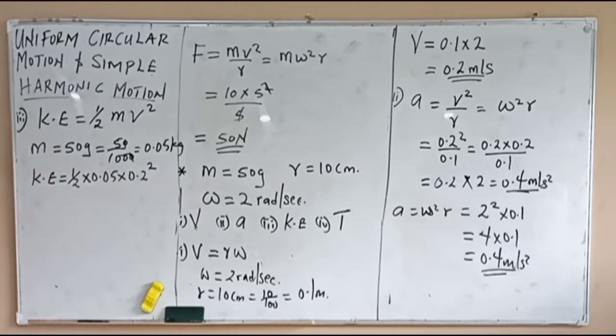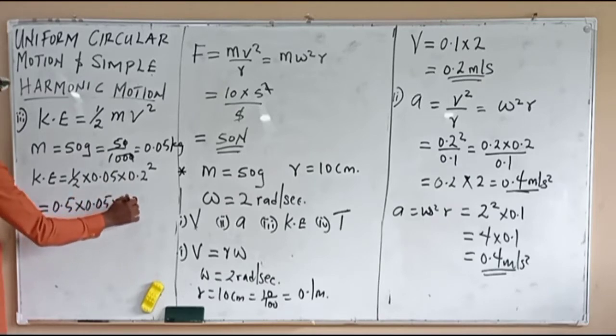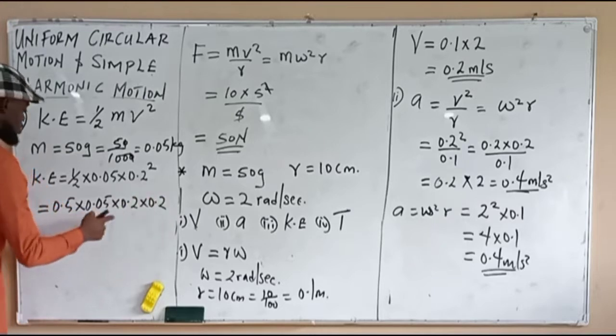0.2 squared. So I'm going to convert it to decimal so that we can solve it clearly. It will be very lovely. So I'm going to have something like this. This one is 0.5. And you can solve it with your calculator to get the answer. But I don't want to use a calculator, you have to try and solve it just like this. Times 0.05 times 0.2. Another 0.2 will be 0.2 squared.